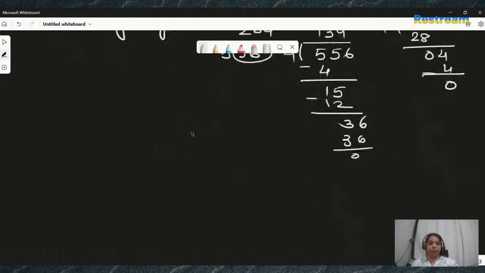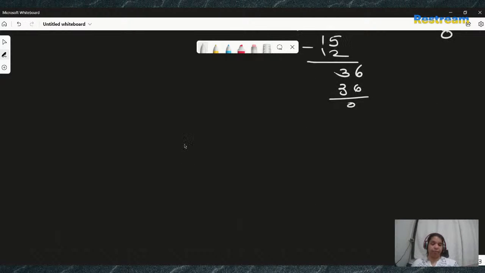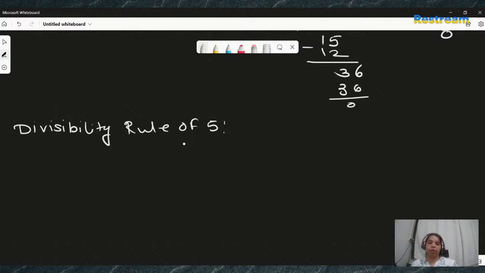Next one is, this is the easiest rule, divisibility rule of 5. So any number that ends with a 5 or a 0 is divisible by 5. As plain as that. We all know that 5's table is 5, 10, 15, 20, 25, 30, 35. So all of them are alternately ending with 5 and 0, 5 and 0, 5 and 0. So any number that ends with a 5 or a 0 is divisible by 5.